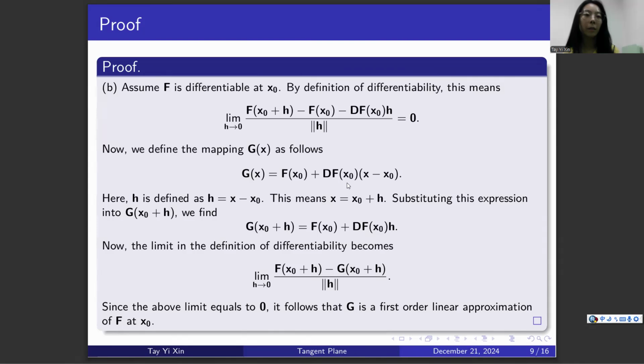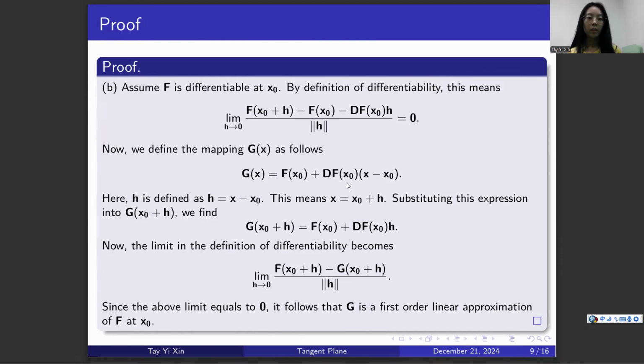Now we will prove part B. Assume that f is differentiable at x0. By definition of differentiability, this means the limit as h approaches 0 of (f(x0 plus h) minus f(x0) minus Jacobian times h) divided by the norm of h equals 0. We now define the mapping G(x) as follows. G(x) equals f(x0) plus df(x0) times (x minus x0).